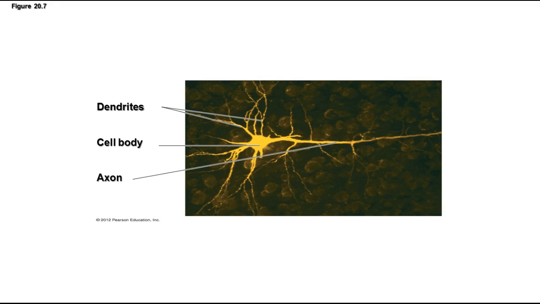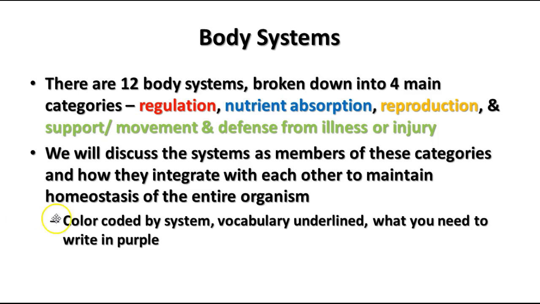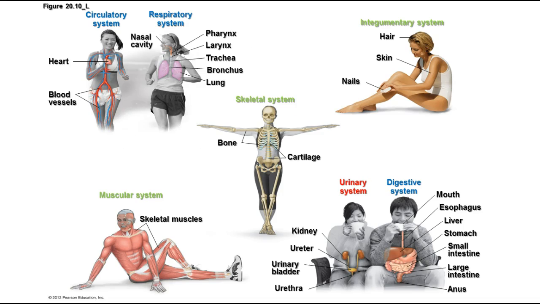Now we're going to divide the body systems into 4 main categories: the systems of regulation, those of nutrient absorption, those of reproduction, and finally support, movement, and defense from illness or injury. So we'll talk about the systems within these categories and how they work together to maintain homeostasis in the entire organism. Here are some examples.